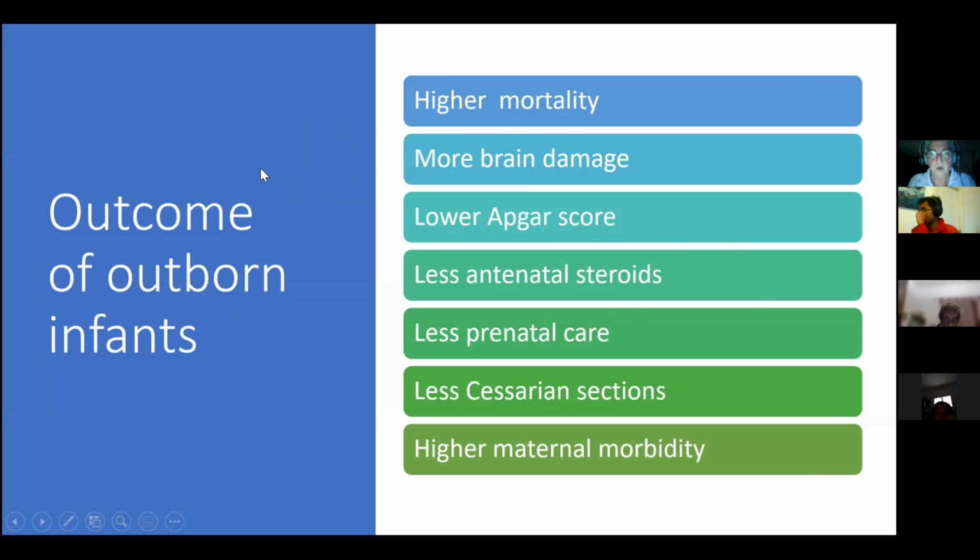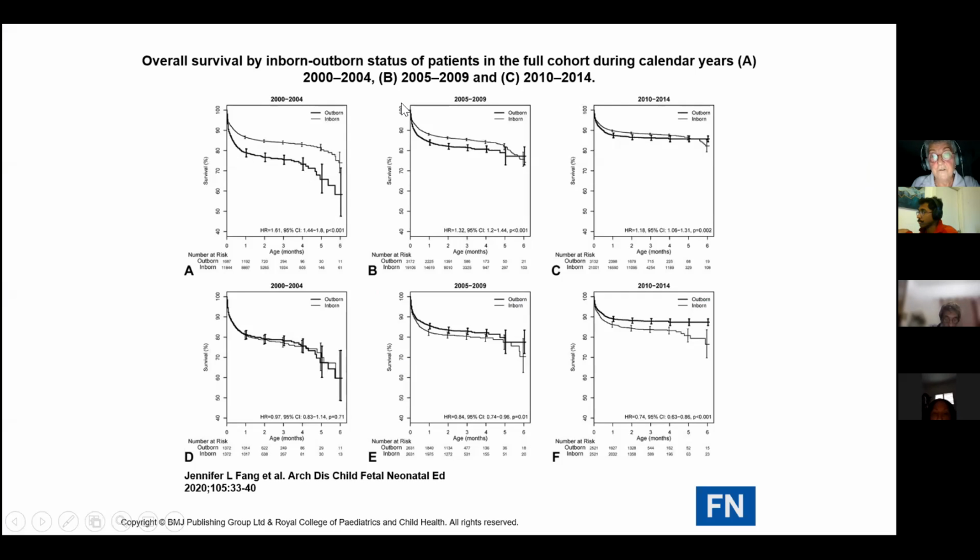So if the baby is not born in your center, it usually has higher mortality, higher risk for brain damage, lower Apgar scores, usually less antenatal steroids, less prenatal care, less cesarean section, and high maternal morbidity. These are the things that happen to outborns. And the literature shows in the lower graph that the black line shows the survival rate of outborns is much lower than that of inborns. This is a graph showing different times in history from 2000, 2009, 2010, and it goes up to 2020, the same. Outborns have less good outcomes.